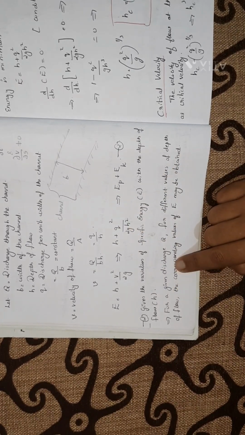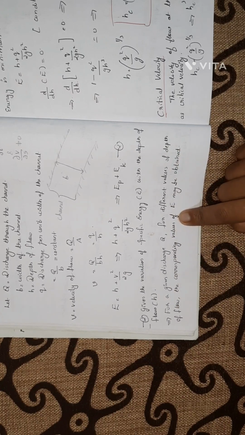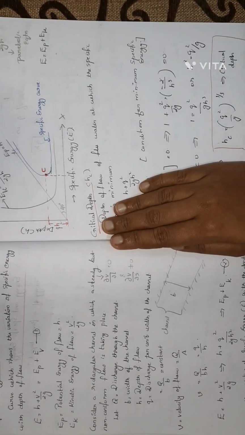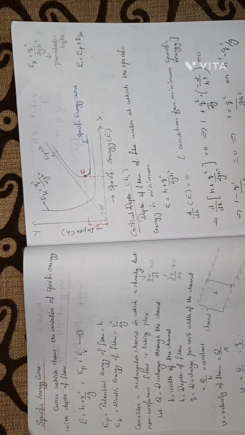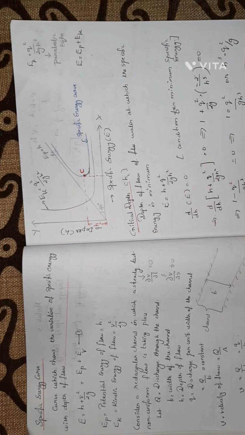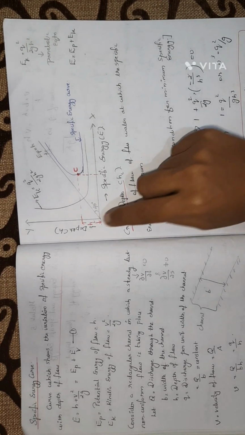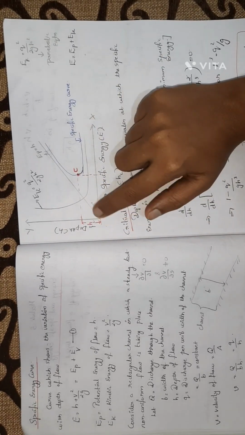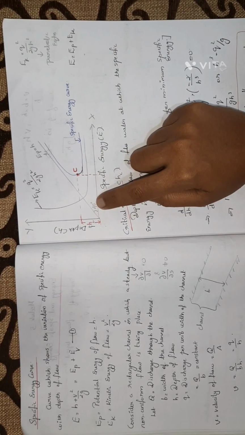So for a given discharge capital Q, for different values of depth of flow, the corresponding values of E may be obtained. Okay. So what we are doing is, for a given discharge, we are taking it as constant. For different values of depth of flow, as the depth of flow is increasing or decreasing, the corresponding value of the total energy, or the specific energy, is being plotted. So this is the specific energy, this is the depth of flow. So we know that the depth of flow is increasing. Okay. And it is making an angle of 45 degree.